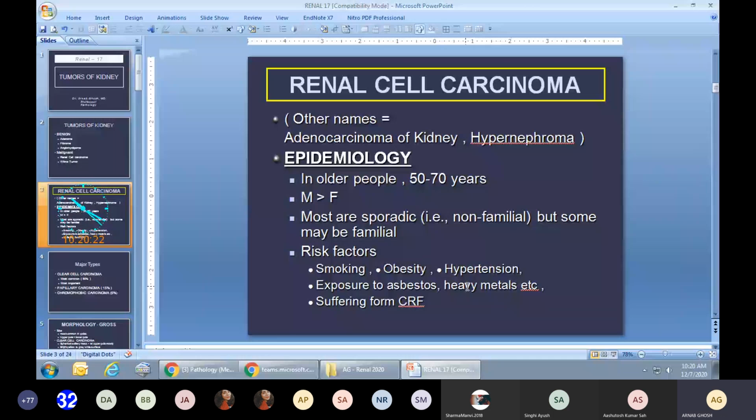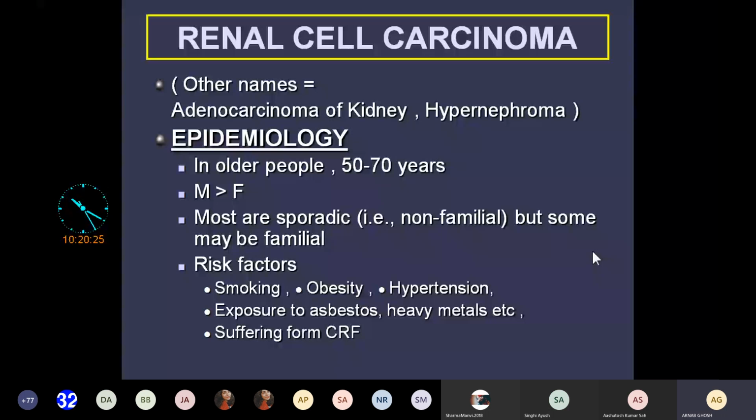In the epidemiology, it is seen like other malignancies. It is seen in older people. The usual age is 50 to 70 years. Males are affected more, and most are sporadic. That means they are non-familial, not hereditary. But some may be familial or hereditary. That means, for example, if some person gets renal cell carcinoma, there is less chance that his son or daughter will get renal cell carcinoma, but occasionally that may happen.